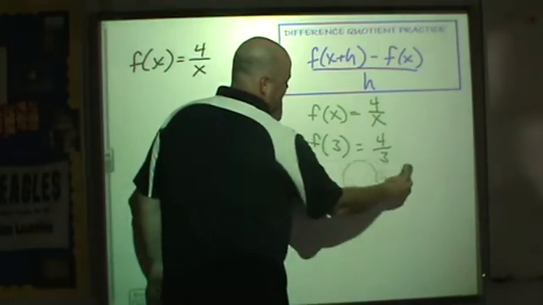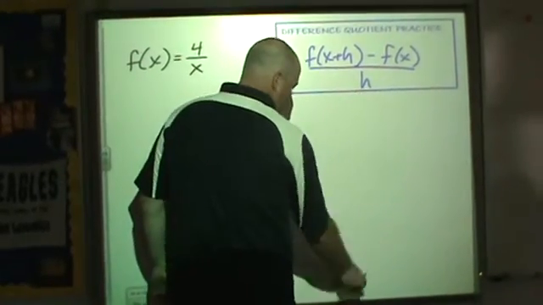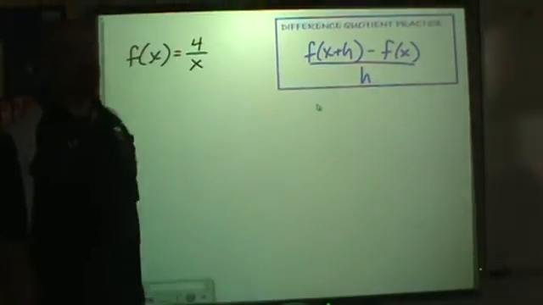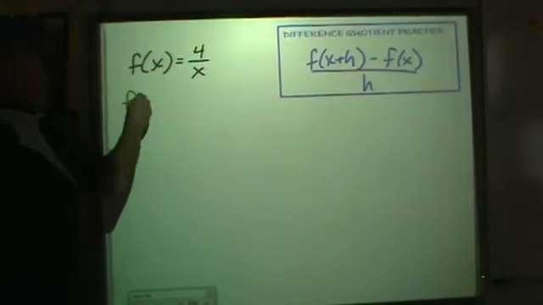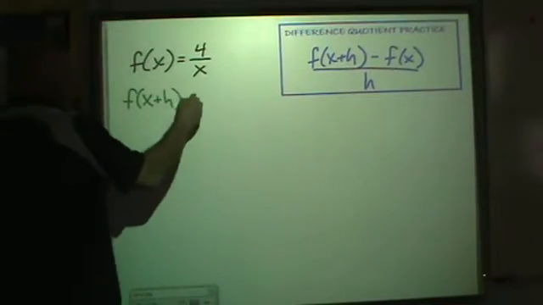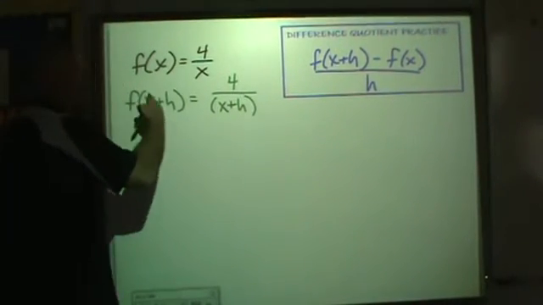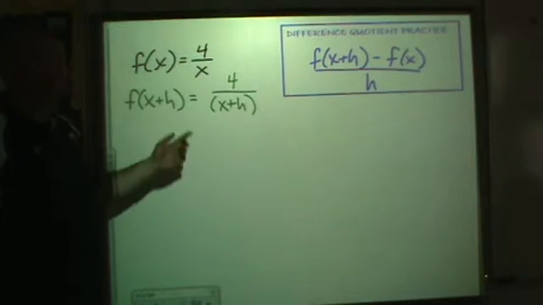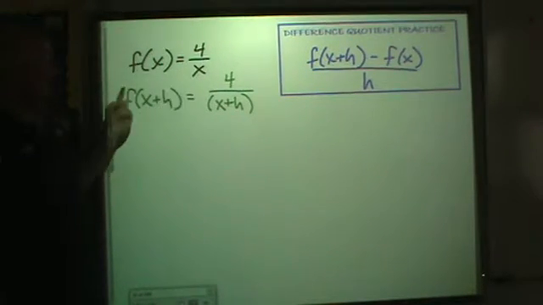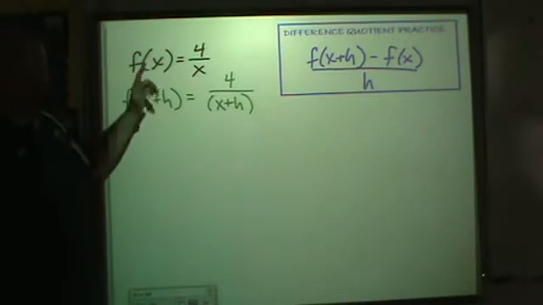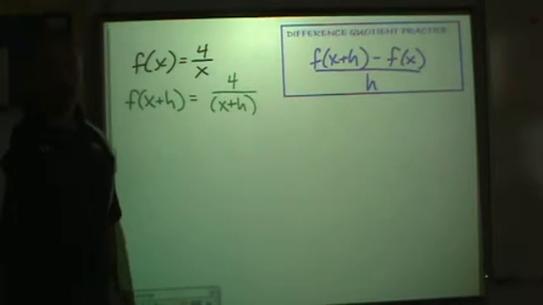So if that's what we do to evaluate functions, then f of x plus h would be, using the same idea, 4 over x plus h. It slides into the denominator, right? F of 3 was 4 over 3, f of a was 4 over a, f of x plus h, very specific to this function, is 4 over x plus h.